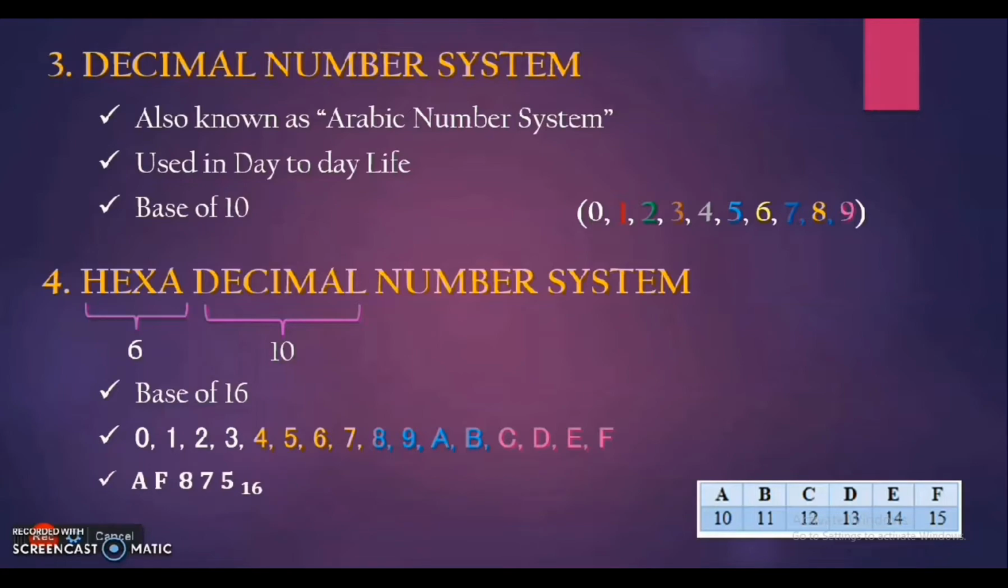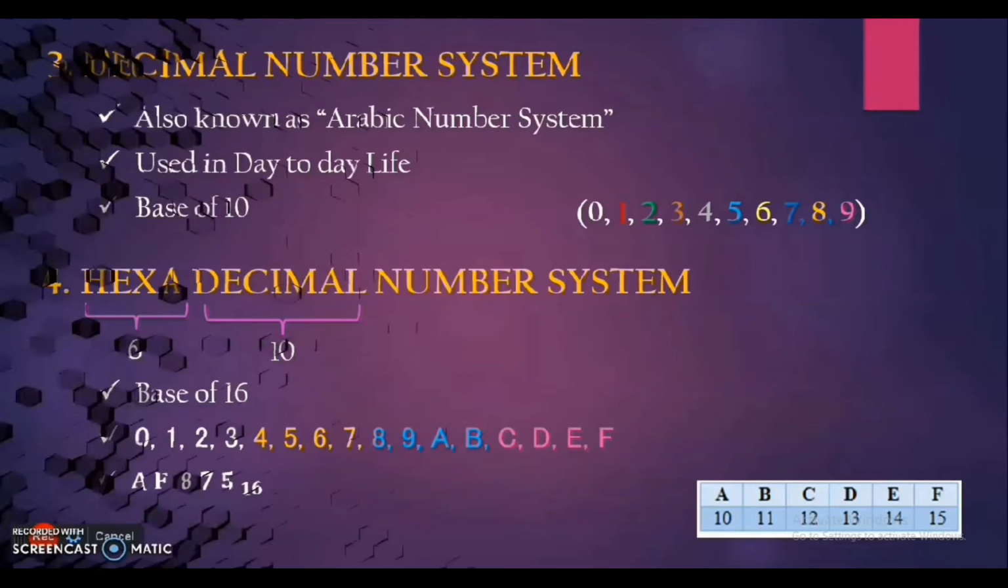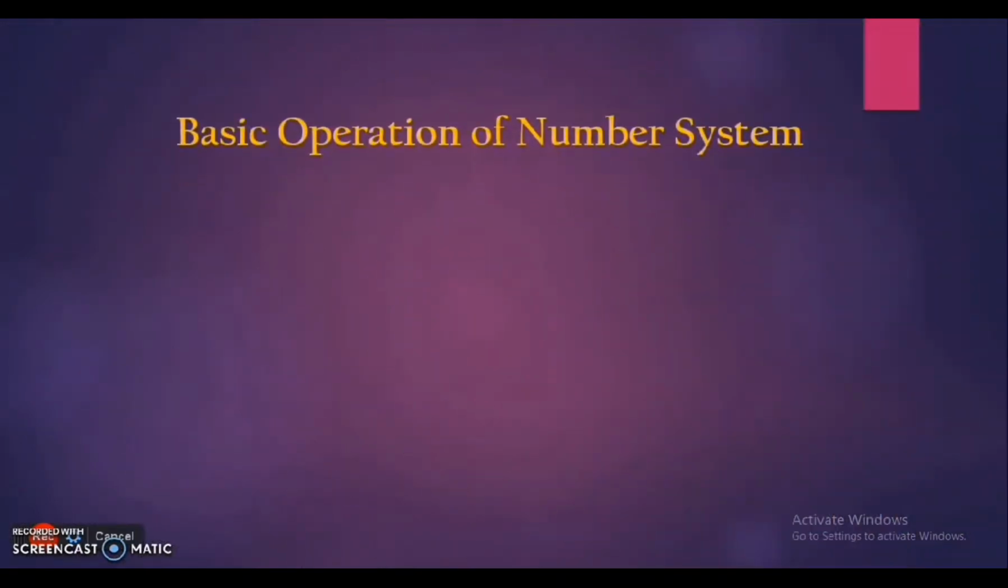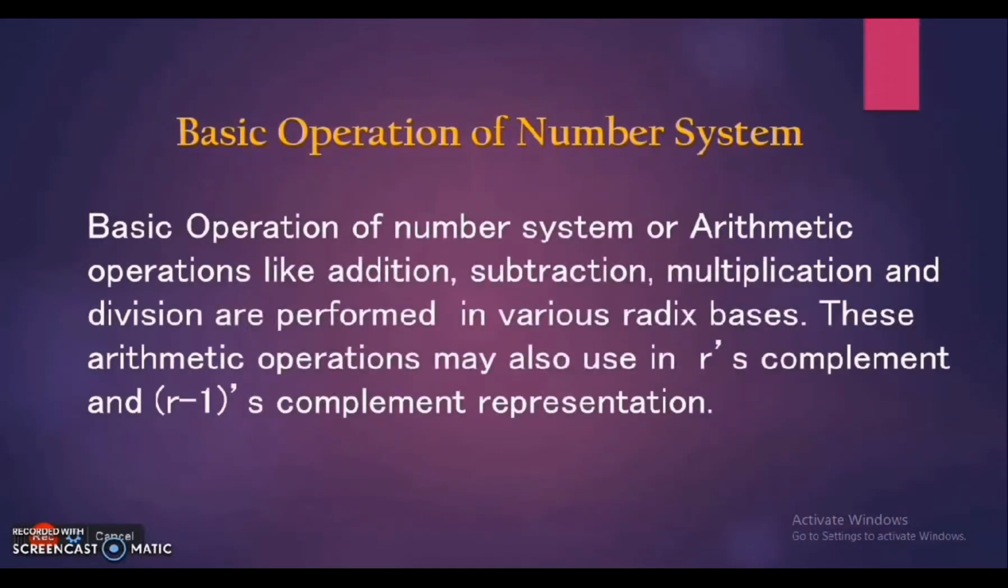So now let's move on to our main topic, which is the basic operation of the number system. Basic number system or arithmetic operations like addition, subtraction, multiplication, and division are performed in various radix bases. The arithmetic operations may also use an R's complement and the R-1's complement representation.